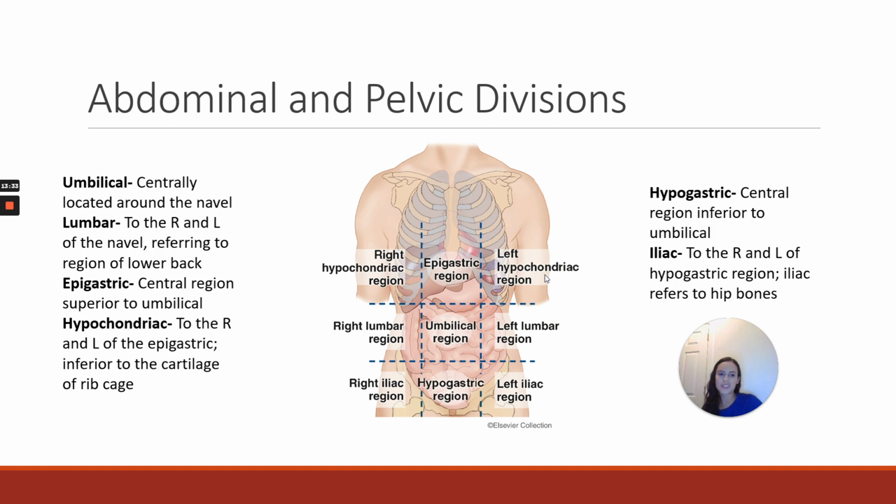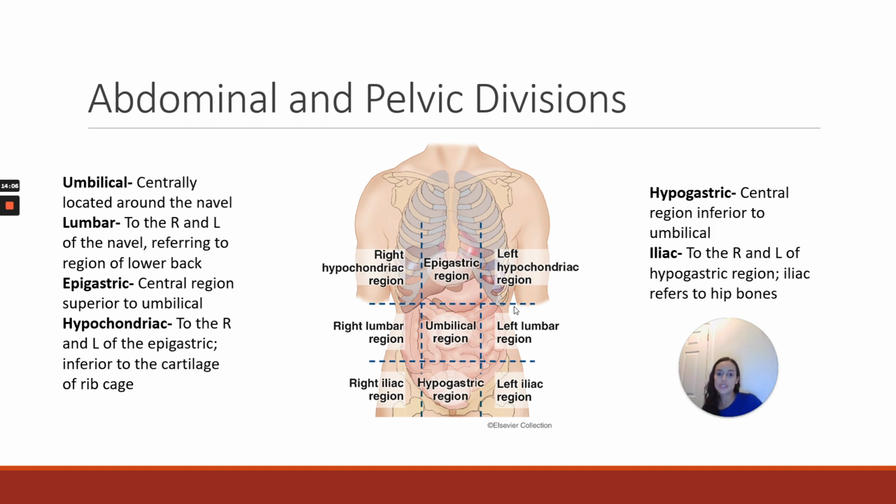The easiest way to remember this is to actually know what they're talking about. Hypochondriac means inferior to the cartilage of the rib cage. So the left hypochondriac region is referring to the organs that can be found under the cartilage of the rib cage on the left side of the body. So from this image, I can see that definitely part of the stomach is there, and most likely the spleen. So those are the organs within the left hypochondriac region.